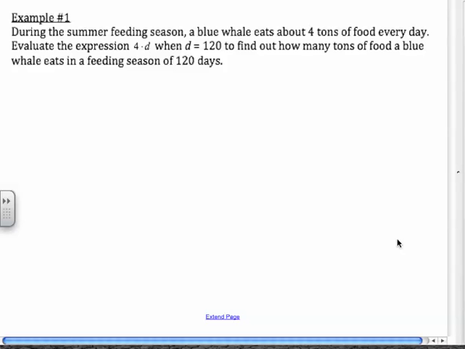All right. Evaluate the expression 4 times D. Guys, that little dot means times, and we're going to get used to not even seeing that dot anymore. When a letter is next to a number, that means multiply. Okay? So 4 times D, whatever D stands for. And it says when D equals 120. All right? So D equals 120, to find out how many tons of food a blue whale eats in a feeding season of 120 days.